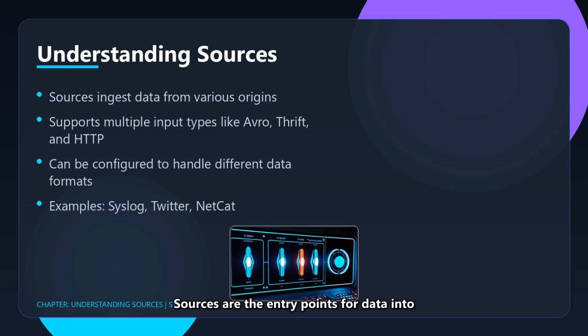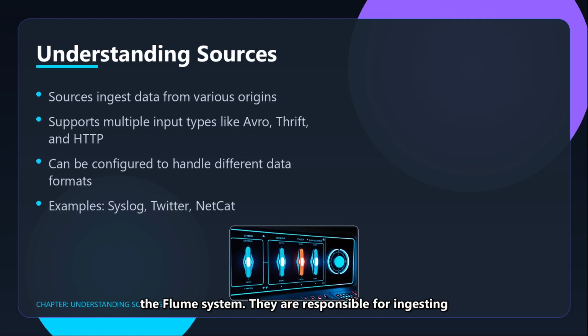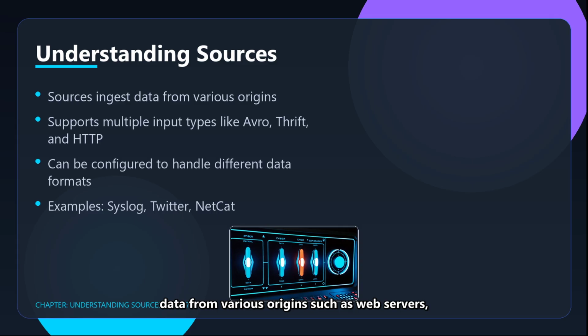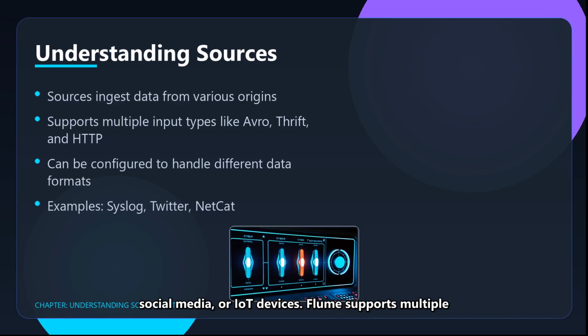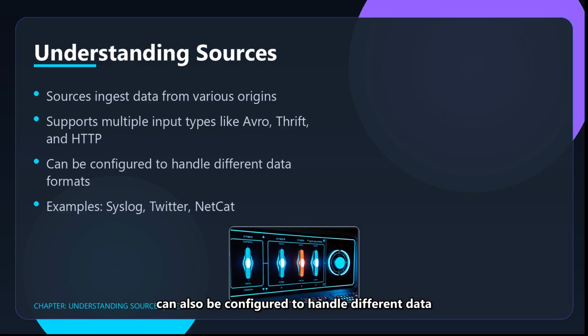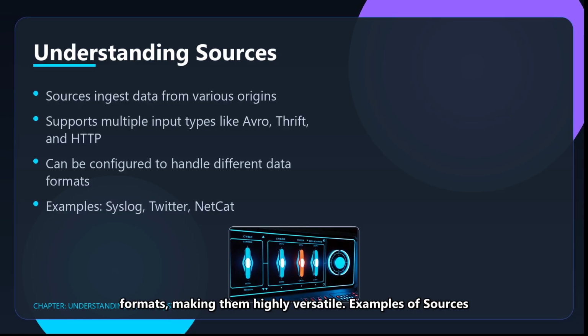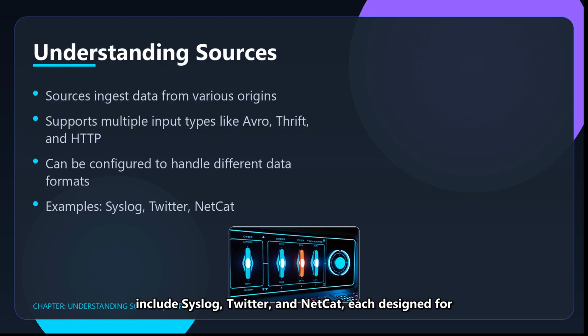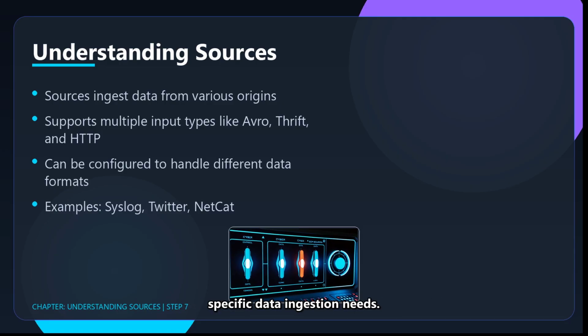Sources are the entry points for data into the Flume system. They are responsible for ingesting data from various origins, such as web servers, social media, or IoT devices. Flume supports multiple input types including Avro, Thrift, and HTTP. Sources can also be configured to handle different data formats, making them highly versatile. Examples of sources include syslog, Twitter, and Netcat, each designed for specific data ingestion needs.